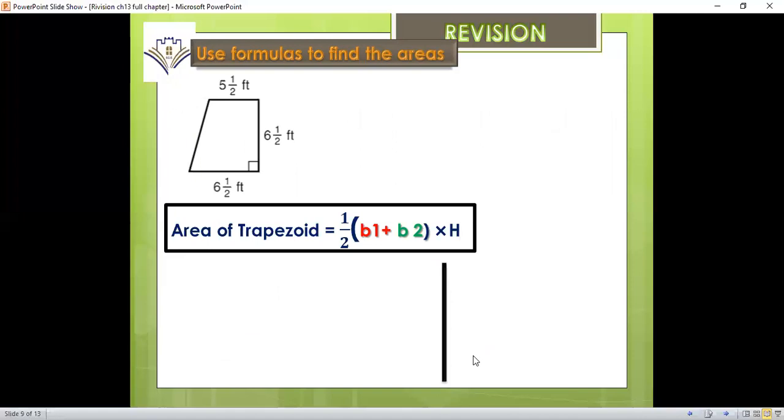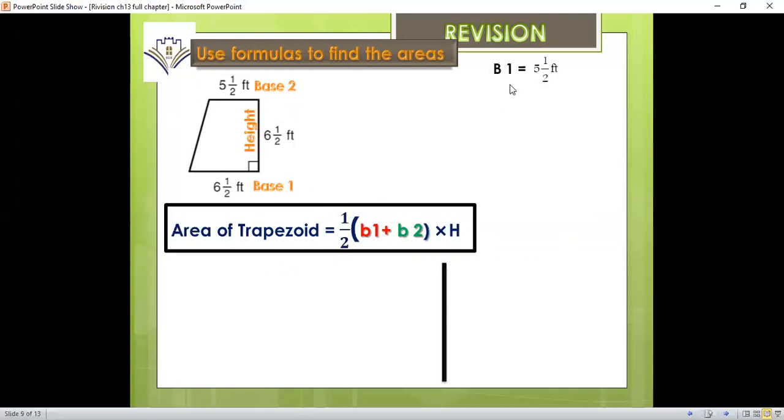And now let's talk about the area of a trapezium. Remember, the area of a trapezium is equal to half, base 1 plus base 2, multiplied by height. Then we should know base 1, base 2, and the height. Where is base 1? Yes, 6.5 feet. What is base 2? 5.5 feet. And where is the height? 6.5 feet. Then all of them are known.